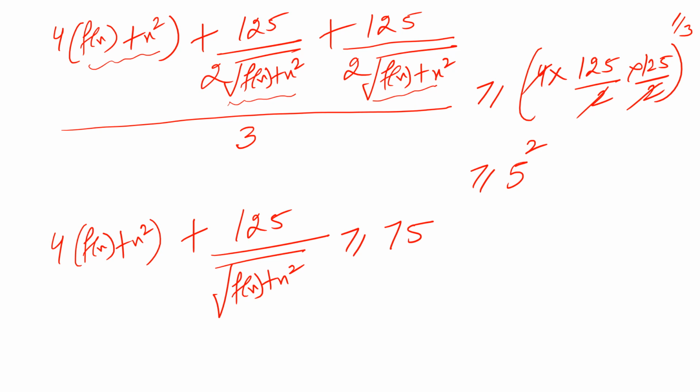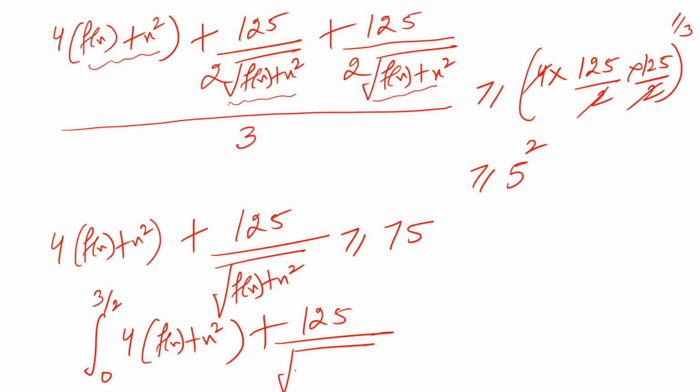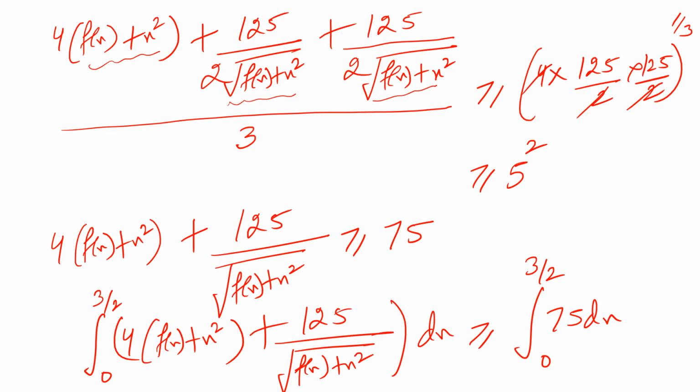This is correct. Now, if I integrate both sides from 0 to 3 by 2, what do I get? I'll be getting the integral from 0 to 3 by 2 of (4 times f(x) plus x square plus 125 upon under root f(x) plus x square) dx is greater than or equal to the integral from 0 to 3 by 2 of 75 dx. Fine. Now students, if you find the value of this integral, it is going to be 75 into 3 by 2, which is nothing but 225 by 2.